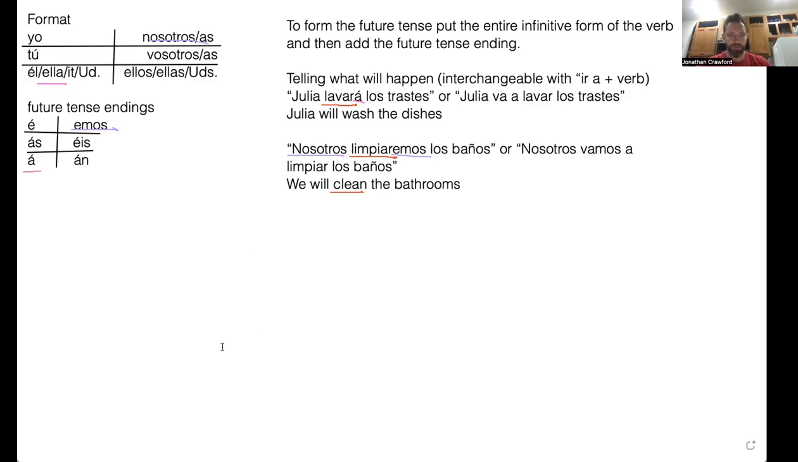You can also use the future tense for making commitments. Kind of like if you put it in the question form, you say, will you do something?